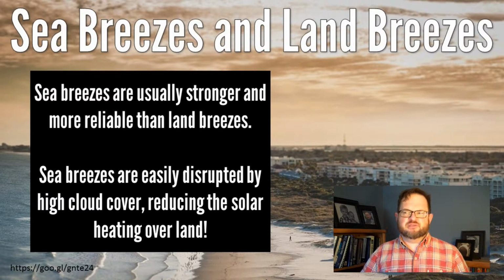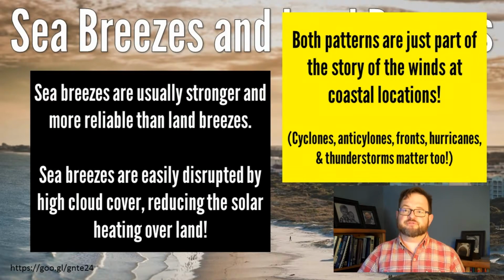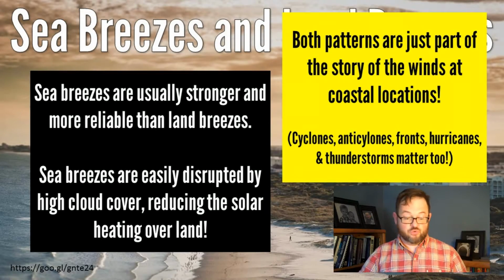Clouds are a good example, especially overcast conditions, as creating a large-scale weather situation that suppresses the activity of a sea breeze. Both of these patterns, though, the sea breeze and the land breeze, are just part of the story of winds at the surface in coastal locations. Clearly, all the other stuff going on at larger scales matters too. Cyclones, anticyclones, fronts, hurricanes, thunderstorms, all that kind of stuff matters too. It's only if the conditions are relatively light winds on a synoptic scale or a global scale that we start seeing the importance of these microscale and mesoscale circulations.